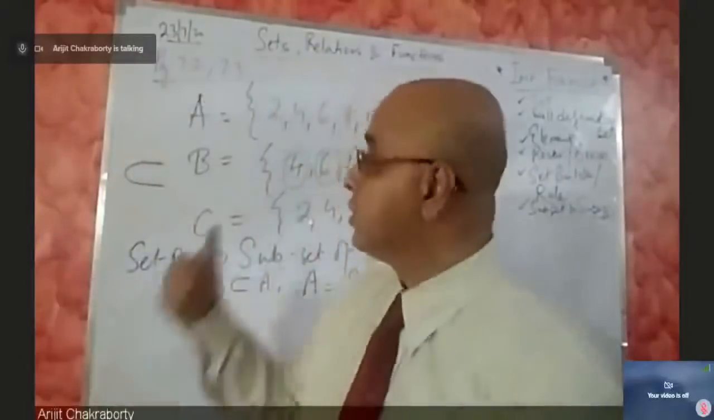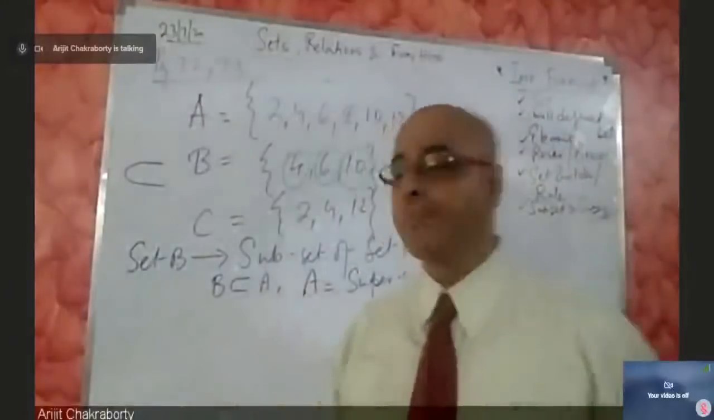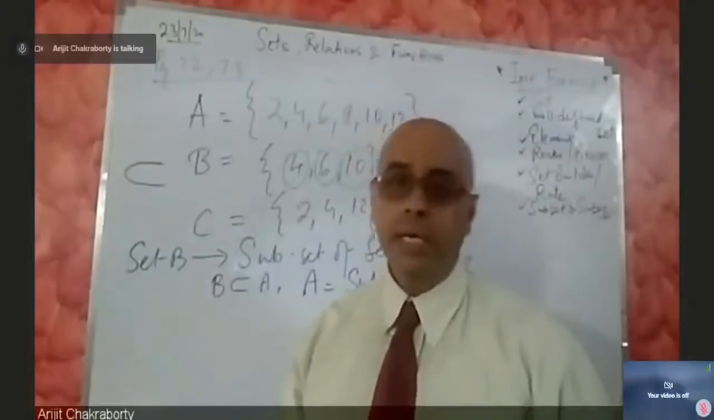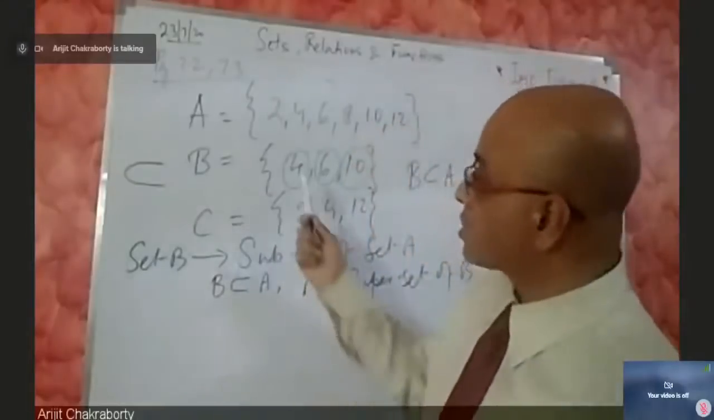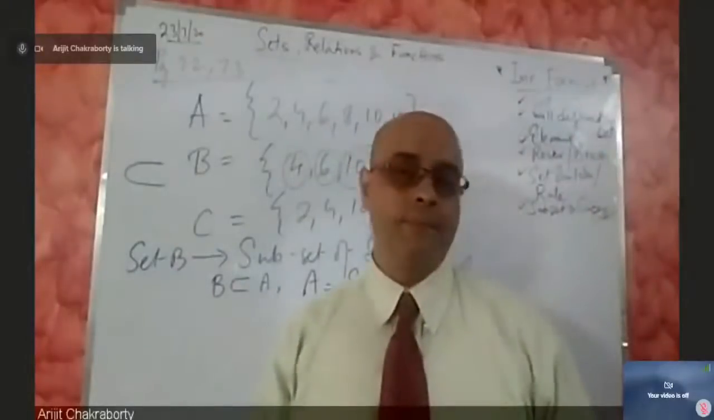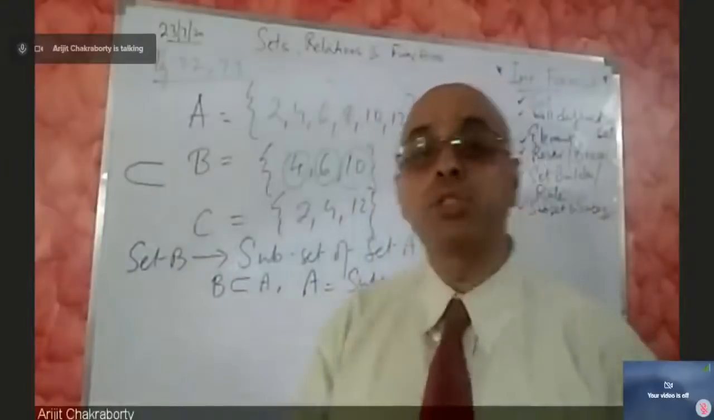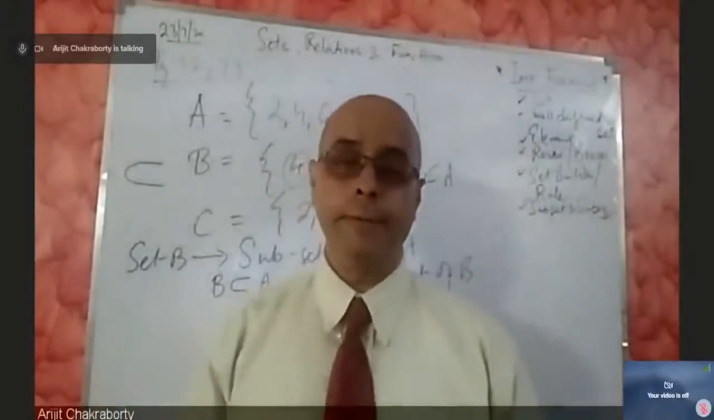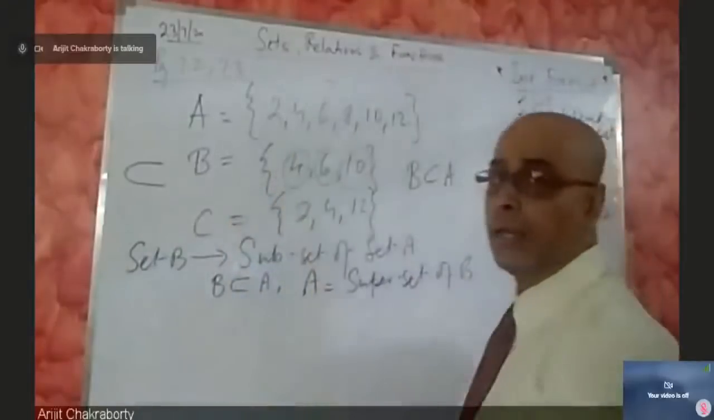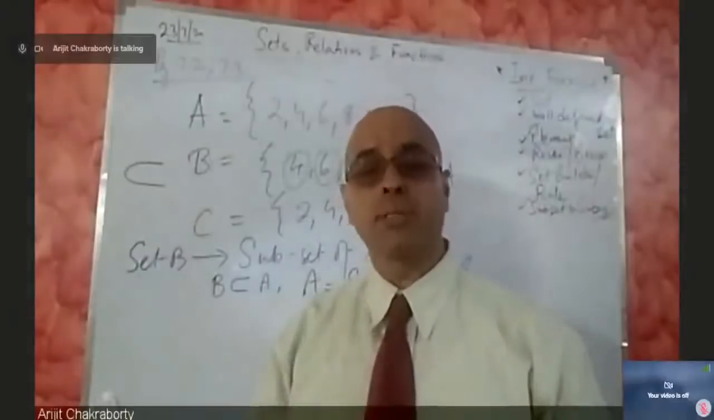Fine? So, dear students, you can see that there are two relations here. B is a subset of A because all elements in set B are there in set A. Also, set A will be a superset of set B. Like we say B is a daughter of A, so A is the father of B. Like this relation, inverse relation.